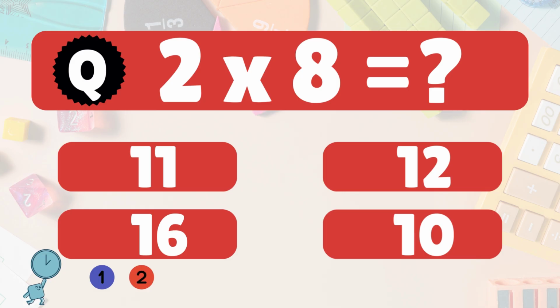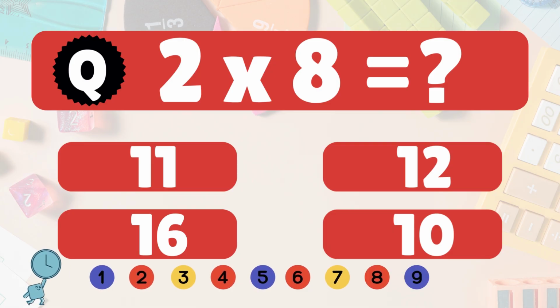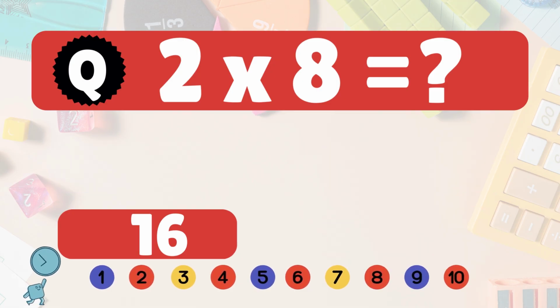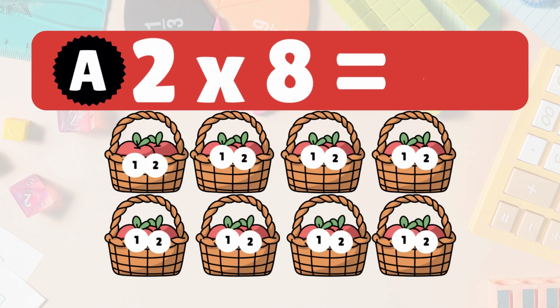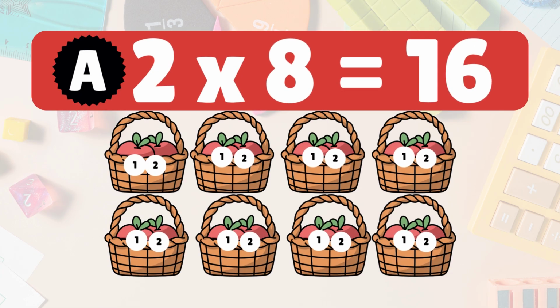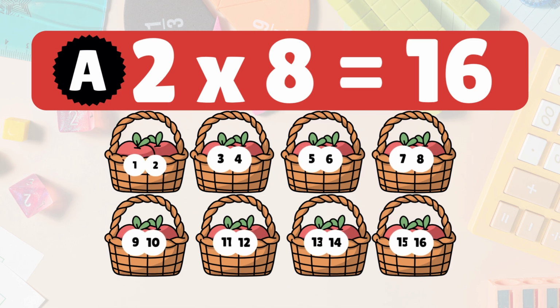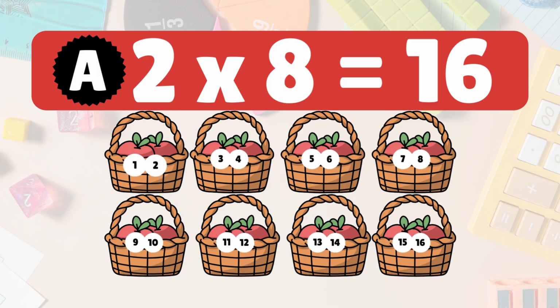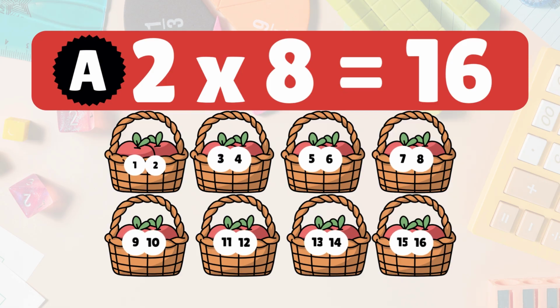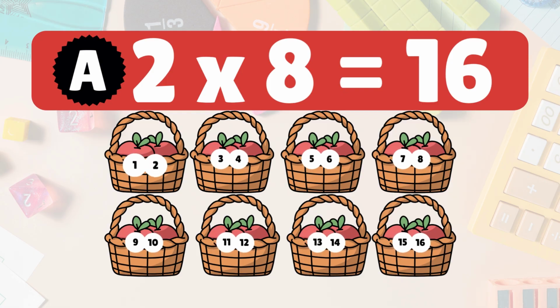Next, 2 times 8 is what? Two times 8 is 16. Here we have 8 groups of 2 apples each. Let's count them all. 1, 2, 3, 4, 5, 6, 7, 8, 9, 10, 11, 12, 13, 14, 15, 16. So, 2 times 8 is 16 apples.